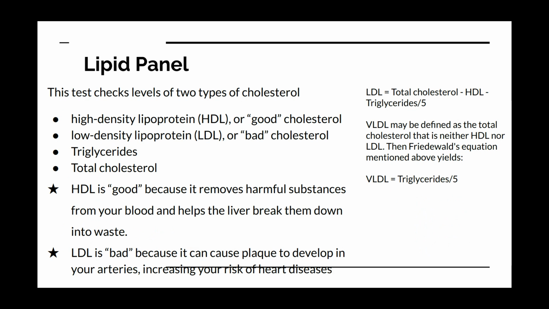The lipid panel, there are four main values that can be obtained from lipid panel: the HDL, LDL, triglyceride, and total cholesterol. HDL is also known as the good cholesterol because it removes the harmful deposits which are found in the arteries, and transports them back to the liver. And the LDL is what gets deposited in the arteries and form plaques, causing atherosclerosis. And this is how you calculate the LDL and the VLDL levels. And ideally a patient should have an increased HDL and a decreased LDL level.